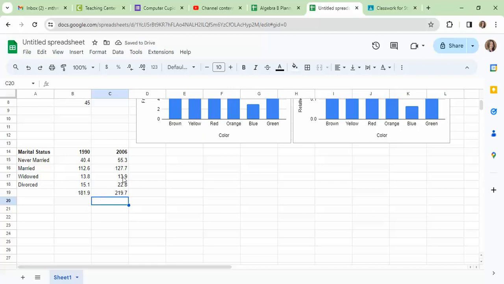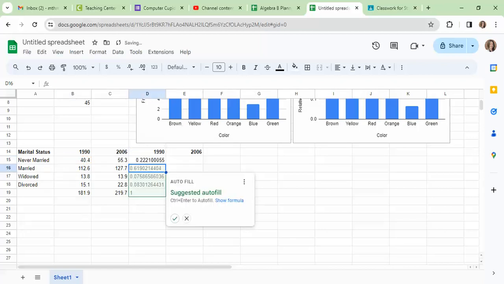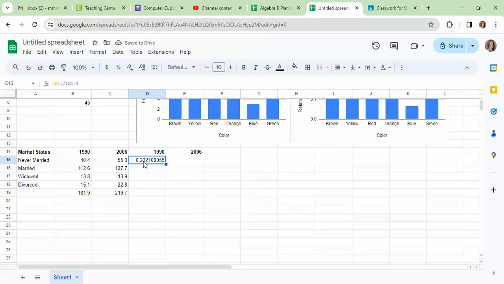And then we need all of our relative frequencies. So maybe I'm going to make 2 more columns here. So we want to do 40.4 divided by 181.9. And you'll notice if you do it that way, I didn't type in 40.4, I said equals, and I just clicked the box that I wanted, divided by 181.9.